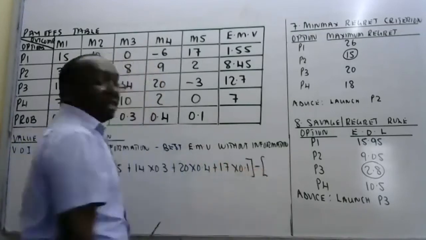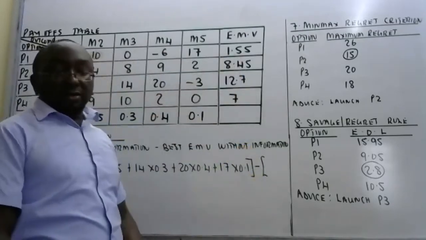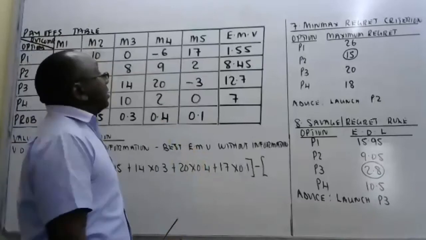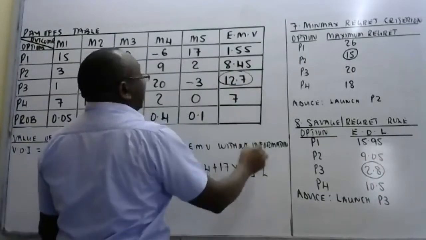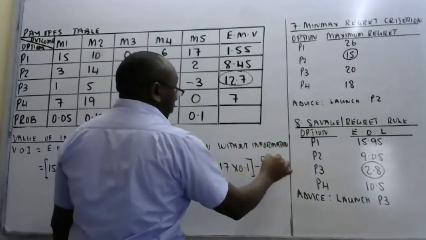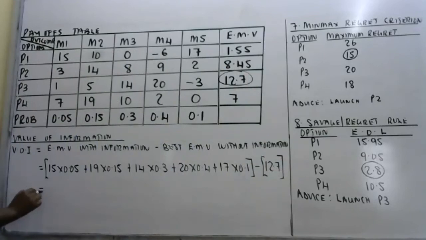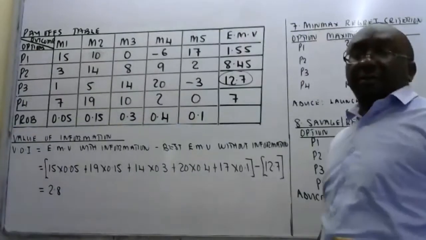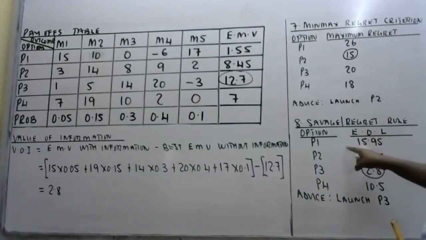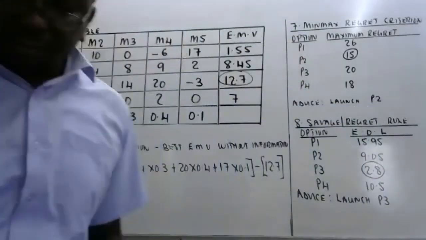Then you minus the best of these EMVs. These are the ones we computed without information. You minus the best. The best was this one, 12.7. And the answer you get should be equal to 2.8, because the other formula for getting value of information is the lowest EOL, this one. But we can confirm whether that is true.